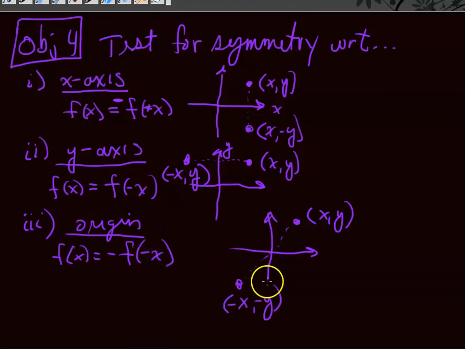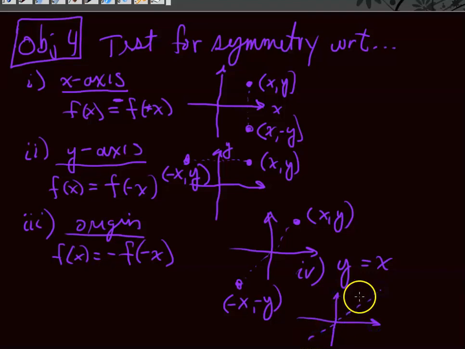And the third one, I'm going to put it over here. I'm sorry, the fourth one, symmetry with respect to a line y equals x. Now this line y equals x divides the first and the third quadrants in half. So if you have a point here and it's xy, then you'll have another point over here, and this is yx. So symmetry with respect to the line y equals x.